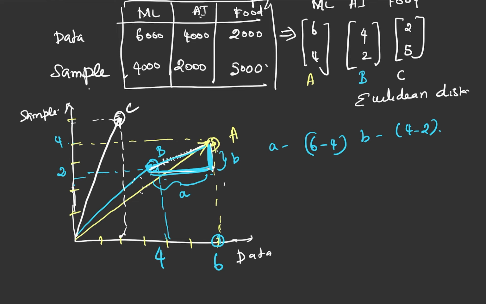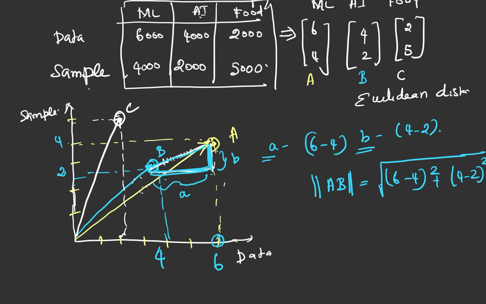Now we have A and B, then using the Pythagoras theorem, we can calculate the distance between vector A and B, which is the norm AB. This norm AB is equal to the square root of this A squared plus B squared. What is this A squared? A squared is 6 minus 4 the whole square plus 4 minus 2 the whole square.